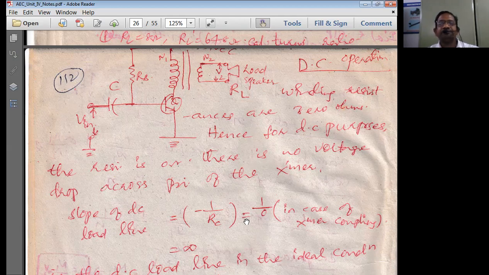Observe the circuit diagram carefully. RB is basically the biasing resistor. You may have a fixed bias, a voltage divider bias, or a collector to base bias, whatever the circuit may be. We are not going to look into the biasing circuit. Biasing is always going to be there, and we assume that biasing is there.